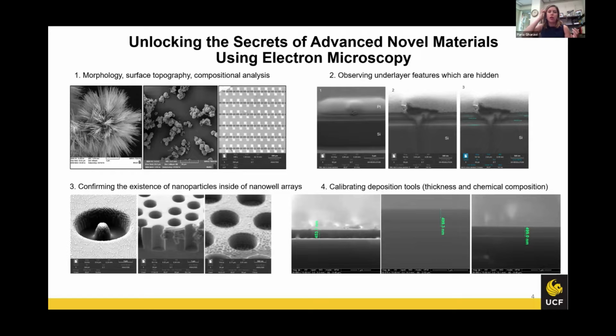Or when it comes to observing anything under layer features, the things that are not on the surface and we cannot see them, we can use electron microscopy to mill apart and have a good look from the cross-section view and see the inside of materials. And of course, when it comes to fabrication, process, synthesis, and deposition of different materials, it's very important to have a good understanding of the size, thickness, and the distribution of chemical composition of your thin film and other synthesized materials. And these are some things that we can do using electron microscopy.